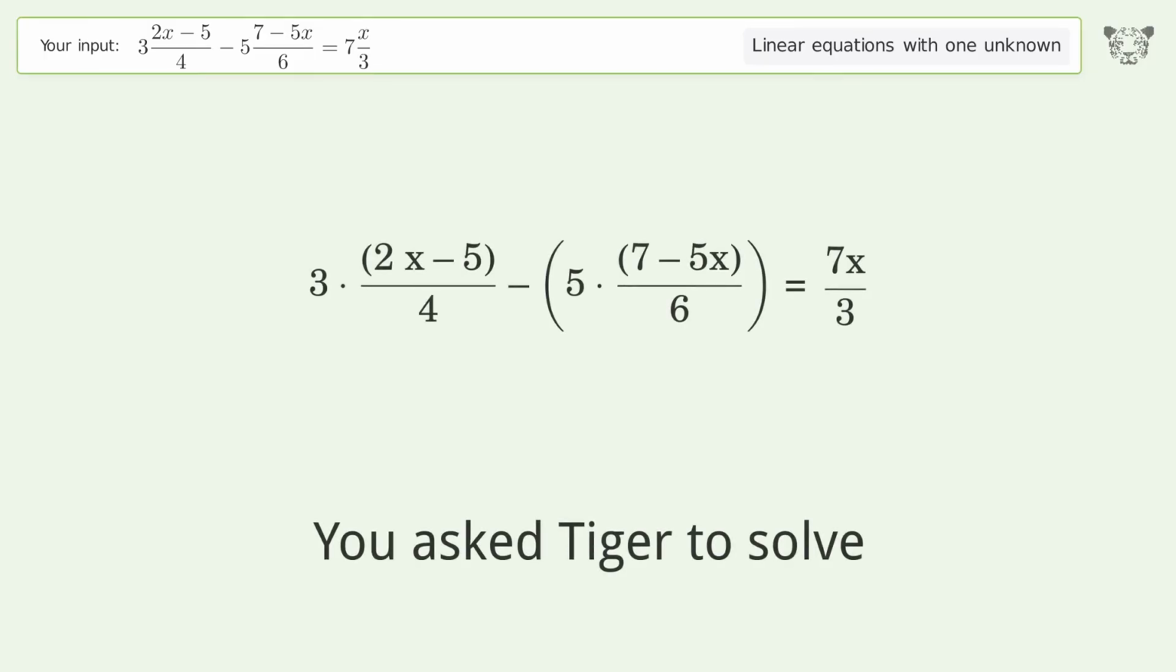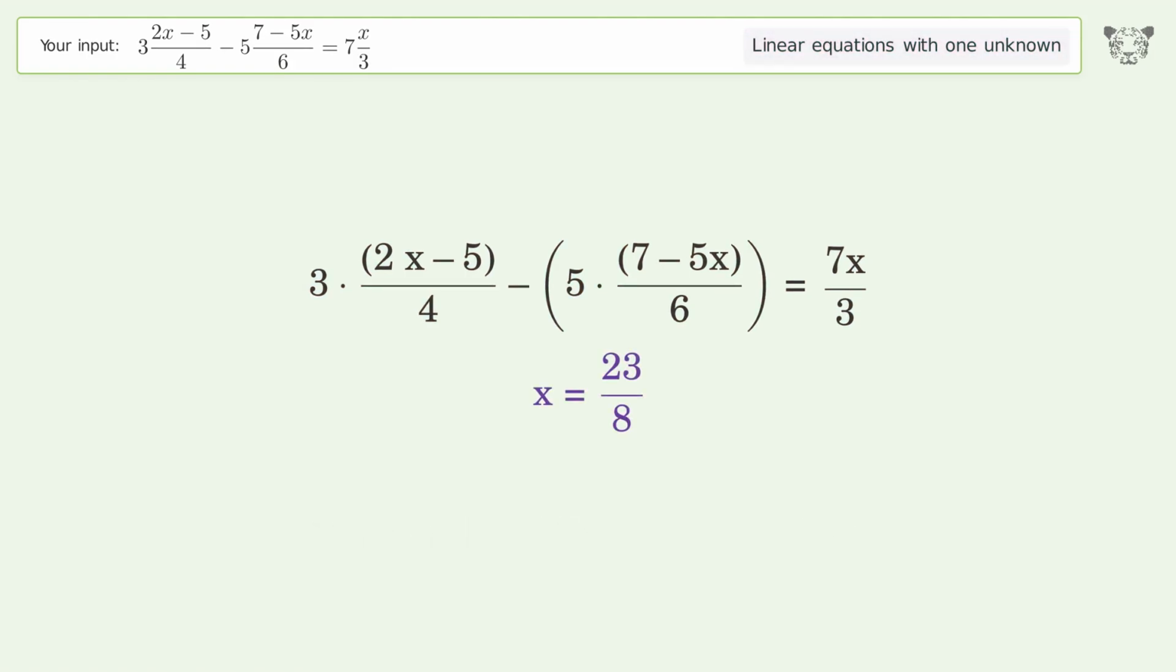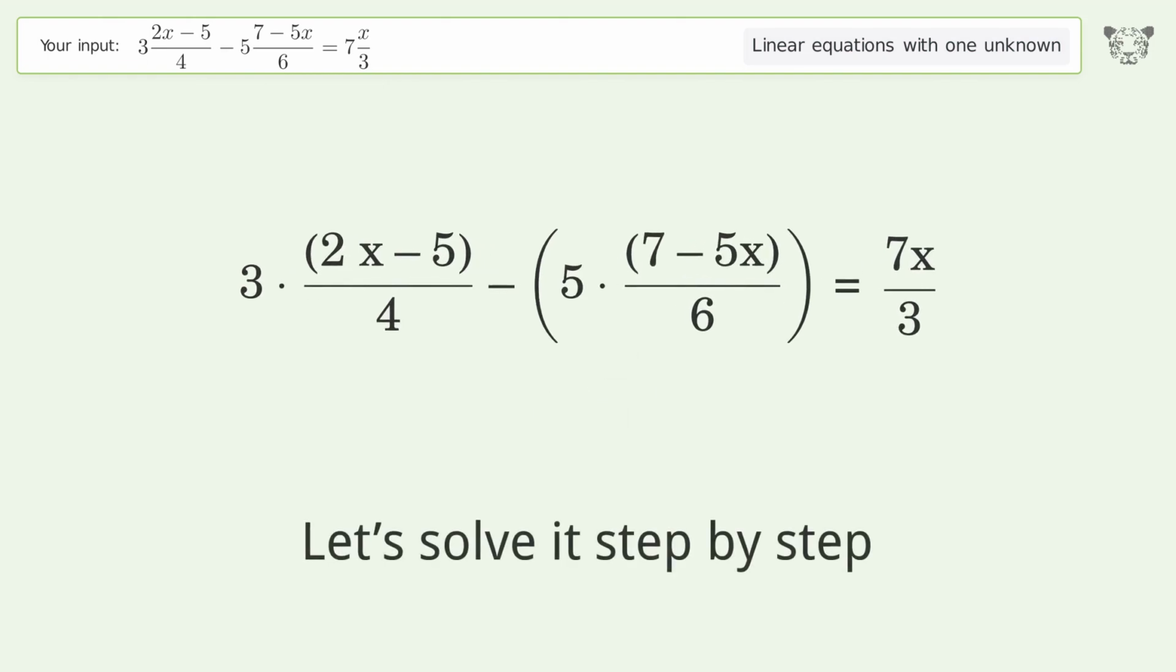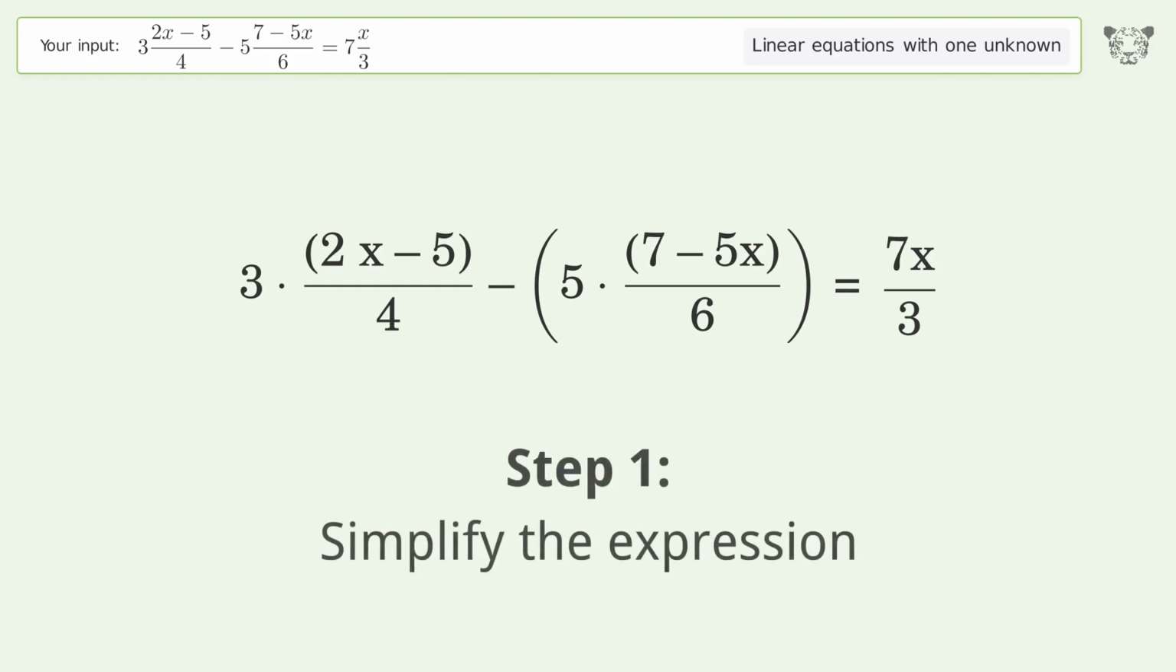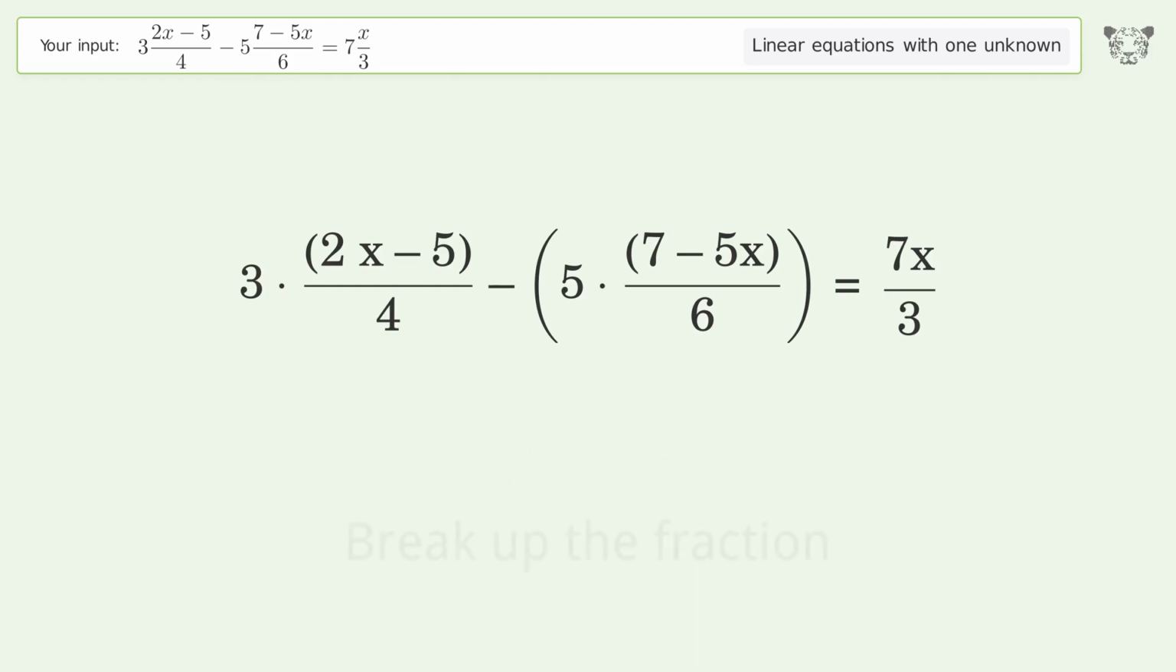You ask Tiger to solve. This deals with linear equations with one unknown. The final result is x equals 23/8. Let's solve it step by step. Simplify the expression. Break up the fraction.